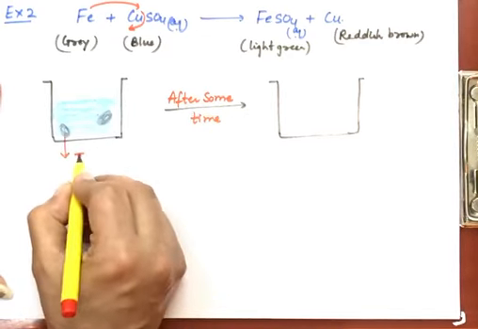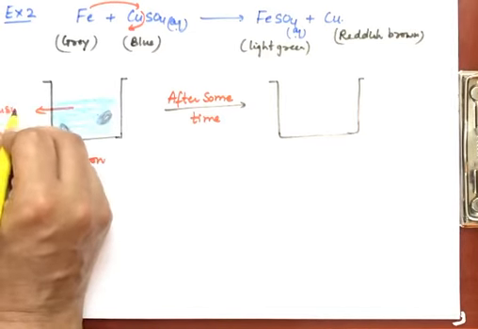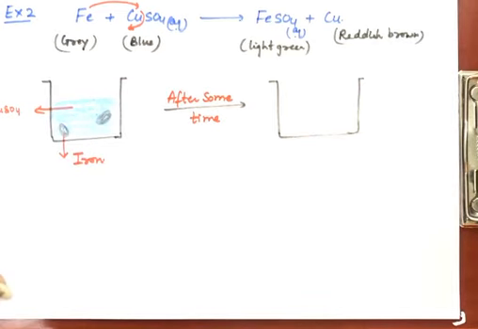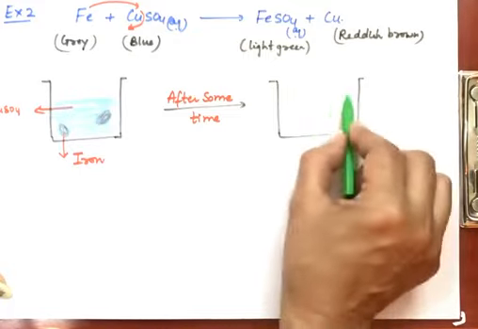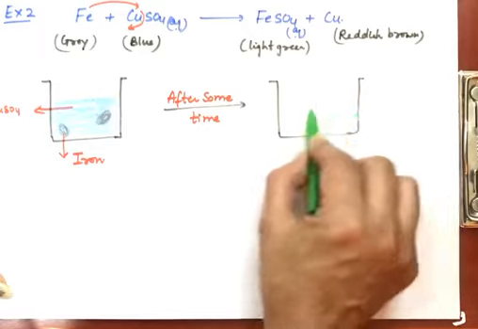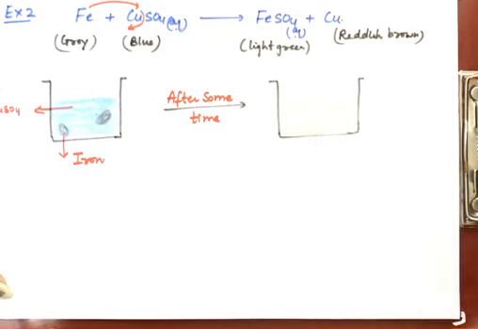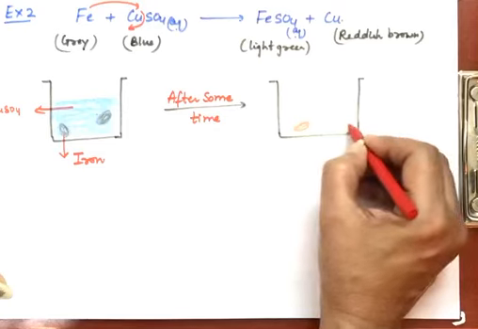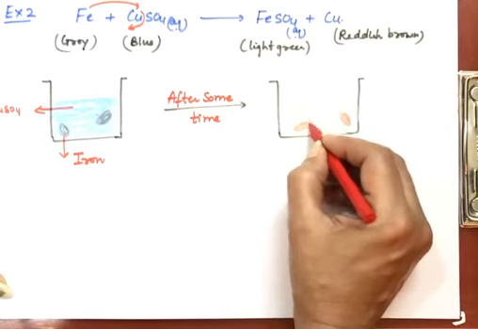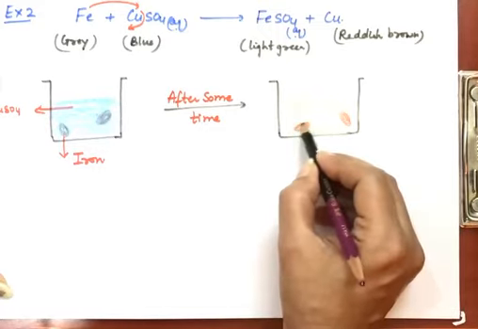The metal taken here is iron, and the solution here is copper sulfate. But after some time we will see the color start changing from blue to a light green color. A light green color solution we will see. And the color of the metal will start changing to reddish brown. A reddish brown color metal we will see here.